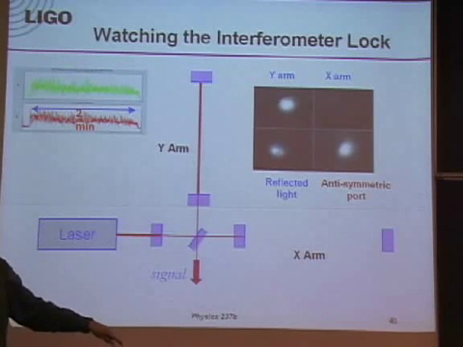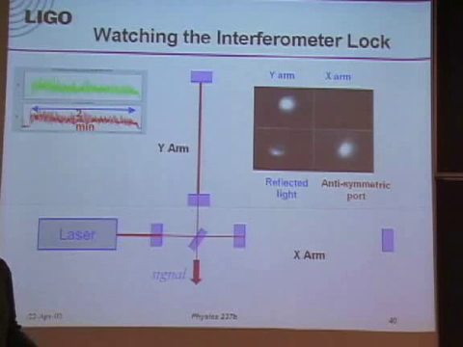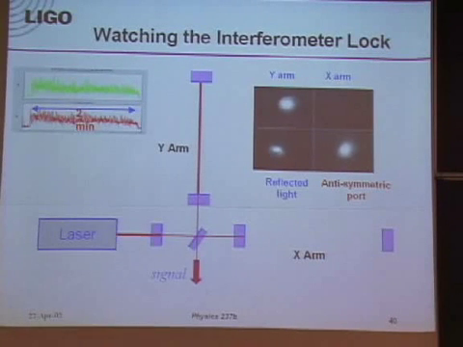If they move enough, then the whole thing goes out of lock. Okay, now I'll go to trying to lock the whole thing. Yeah. So what was the amplitude of the movement of the mirror? The amplitude in order to lock has to be less than 10 to the minus 10 meters in order to have a chance to lock.